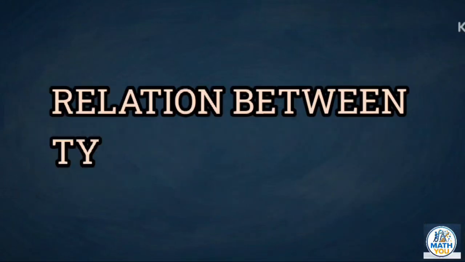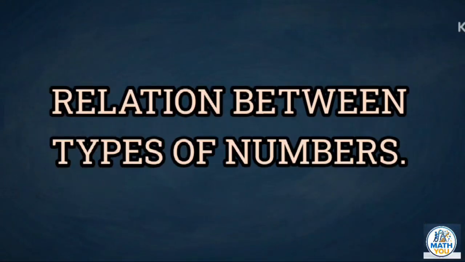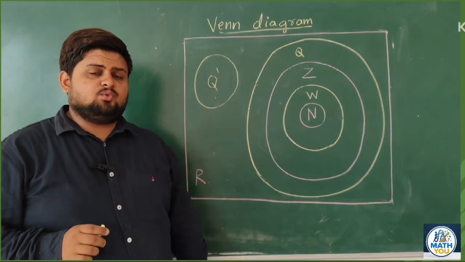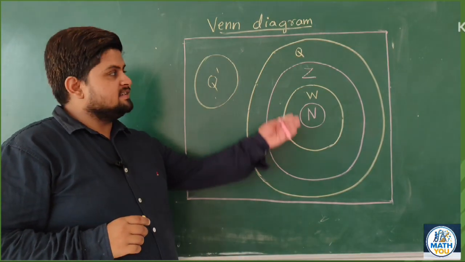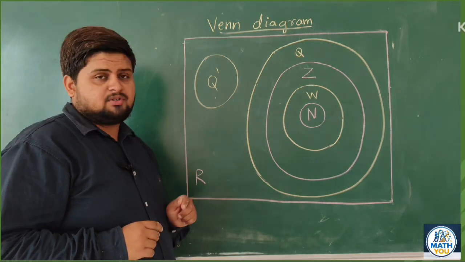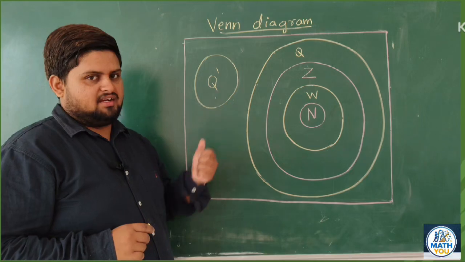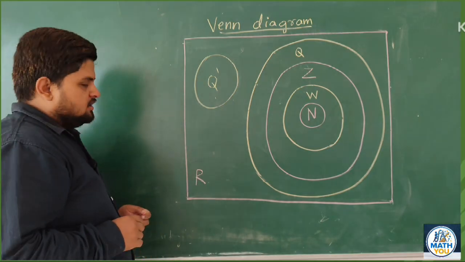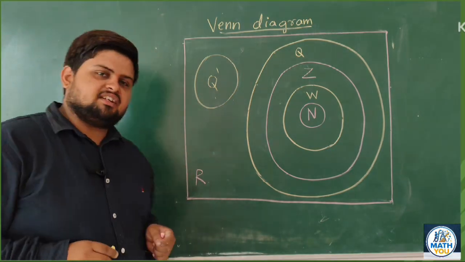In this video, we'll be discussing the relation between all those types of numbers. Now, let us try to understand the number system and the relation between all the types of numbers using a Venn diagram.